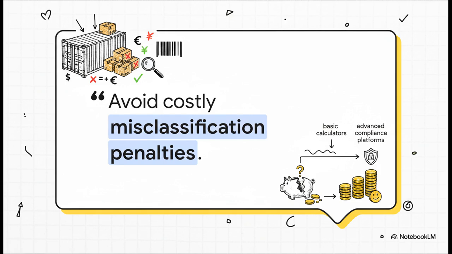And that last point about classification is so critical. Because at the end of the day, it's about this one thing: avoiding those incredibly costly misclassification penalties. Getting an HS code wrong isn't just a small typo. It can lead to massive fines, painful audits, and can really damage your reputation with customs.